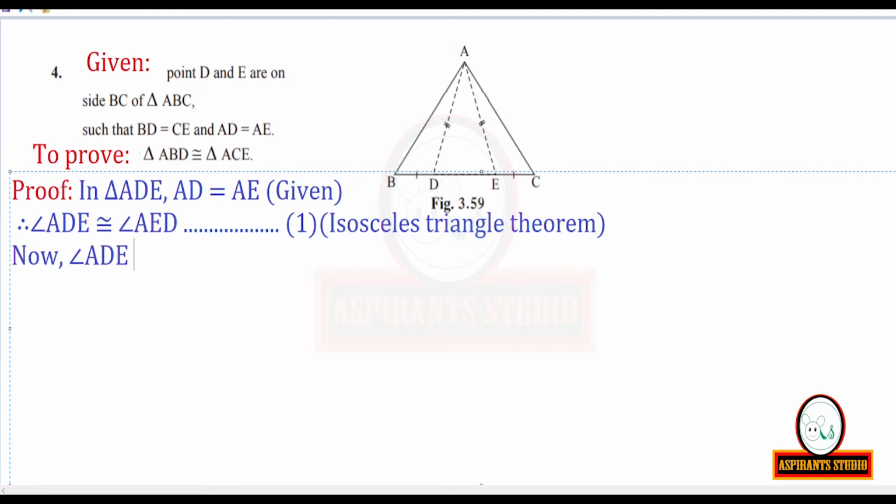Now we have angles in linear pair. Look at angles ADE and ADB in the figure. Sum of the measures will be 180 degrees because they are angles in a linear pair. Take this to be the second equation.